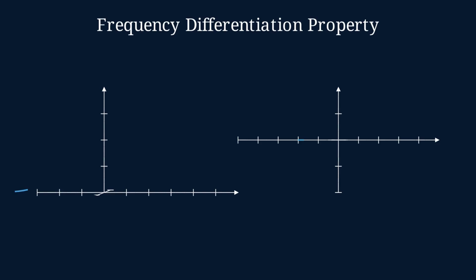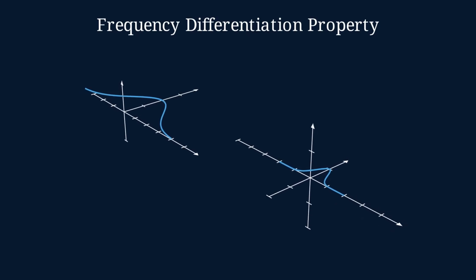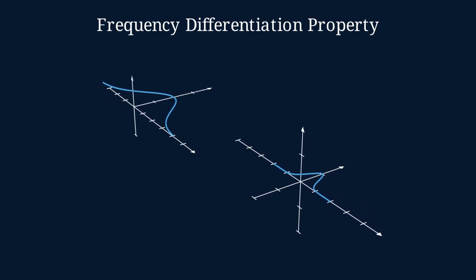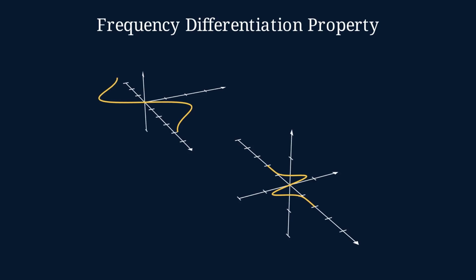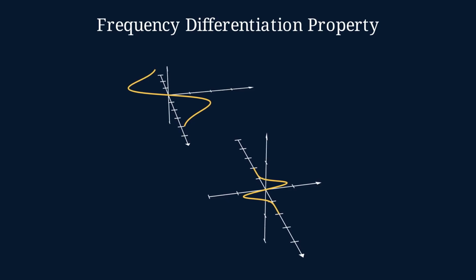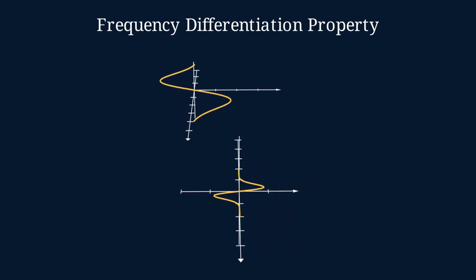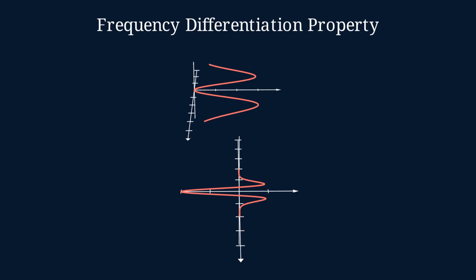We now explore the frequency differentiation property of the Fourier transform. The signal is defined through its frequency representation, which is a Gaussian. Multiplying the signal by time corresponds to differentiating its spectrum. Notice how the spectrum develops zero crossings and changes shape. Higher powers of time correspond to higher order derivatives in frequency. This demonstrates a deep duality between time multiplication and frequency differentiation.